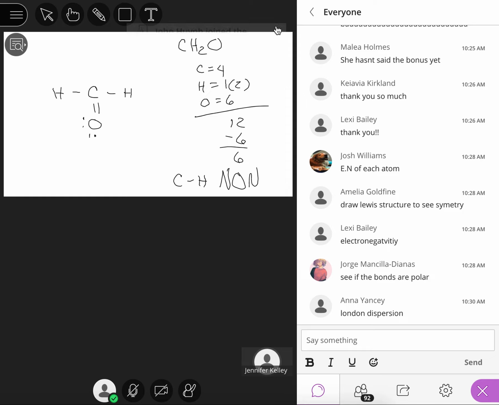Well, I guess first you want to see if there's a polar bond. And obviously there's a polar bond right here between the carbon and the oxygen. All right, so the carbon is less electronegative, so it gets the plus end of the arrow. Oxygen's more electronegative, so it gets the arrow end of the arrow. So there's one polar bond there. And then we want to take a look and see if the whole thing is symmetric.